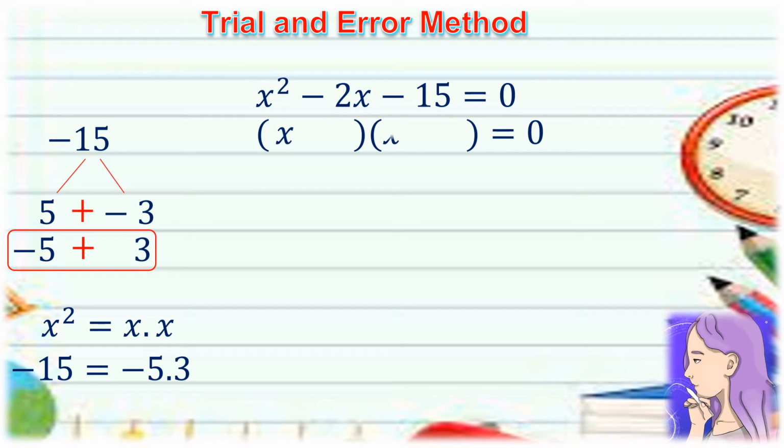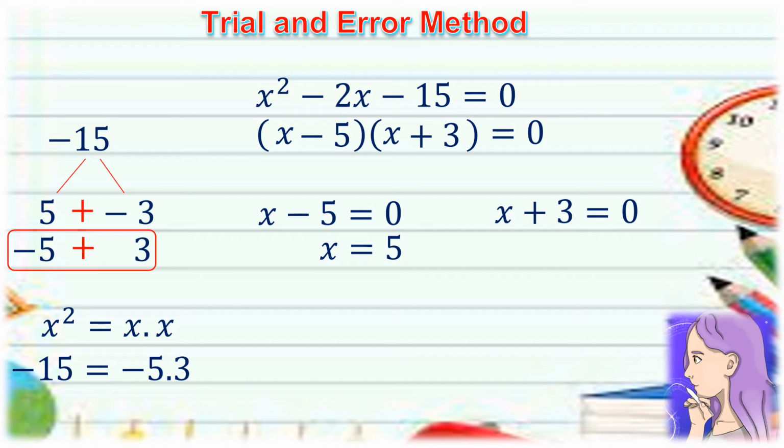So we are going to position your x here and your x there. And then we are going to have negative 5 or minus 5 and then plus 3. Whatever the position of your negative 5 and plus 3, as long as the sign is there, it is correct. So let us equate it to 0. So x minus 5 is equal to 0 and x plus 3 is equal to 0. Then transpose minus 5 to the other side, it will be equal to positive 5. And transpose 3 to the other side, it will be equal to negative 3. So the roots of this quadratic equation are 5 and negative 3.